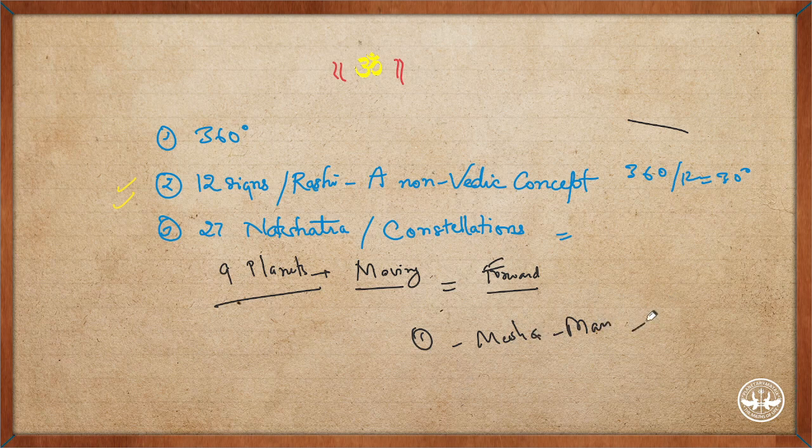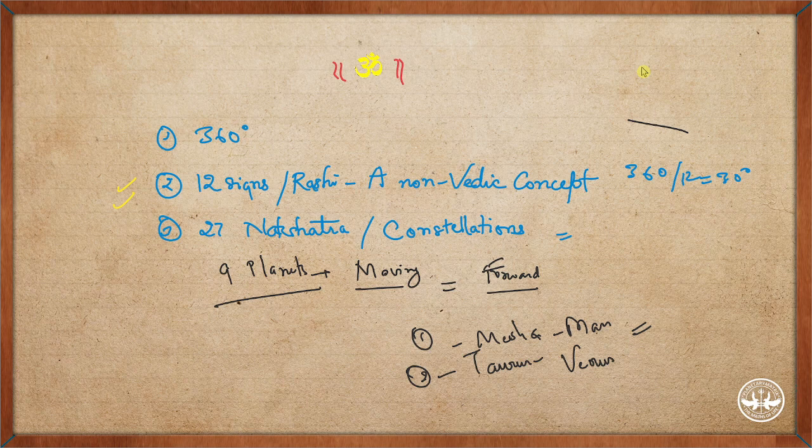This is fixed, so it's not going to change. Okay. Second Rashi is Taurus or Vrishab, and it is ruled by Venus. This you have to remember. Okay. These rulers are fixed and they have certain characteristics also.